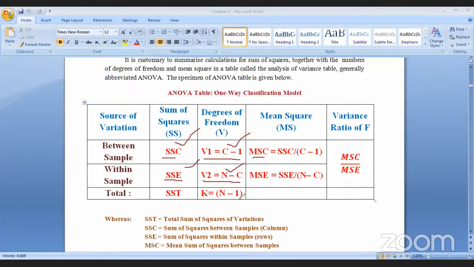So SST stands for total sum of squares of variation. SSC is the total sum of squares between samples, and SSE is the total sum of squares within samples. Then MSC is the mean sum of squares between samples, and MSE is the mean sum of squares within samples. Okay, this proforma you need to remember. According to this proforma only, we are going to calculate the SSC value, SSE value, SST value, V1 value, V2 value.